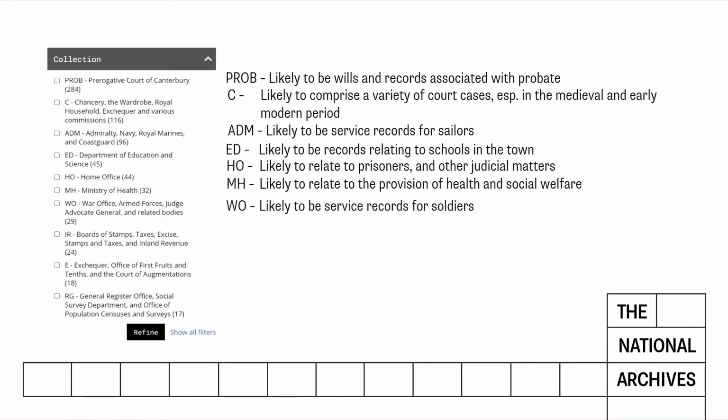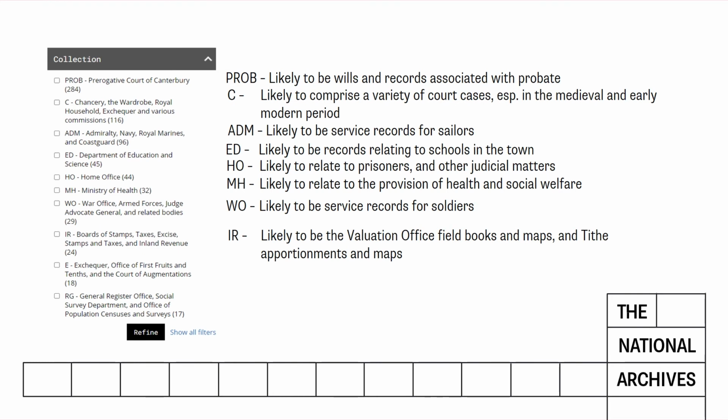WO refers to records of the War Office. There haven't been any army bases or equivalent in Wootton. It isn't a town with a strong military association, unlike, say, Wootton Bassett, with which it is occasionally confused. And so it is likely that the majority of records in this series which reference Wootton will be the service records of individuals in the armed forces. In this instance, most likely the army, who gave Wootton as their home address.